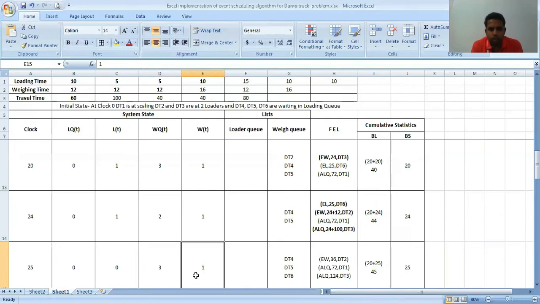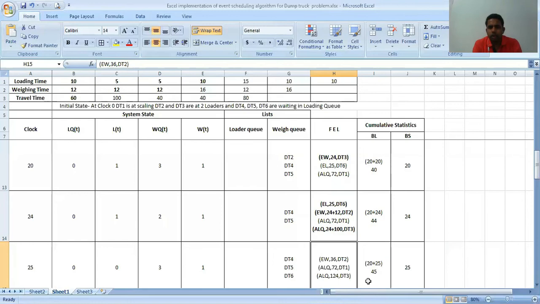The truck which has gone for weighing and is waiting in the queue is DT6. Therefore, you have updated the list as DT4, DT5, DT6. And no new thing has happened here. Therefore, EW, that is weighing, will end with respect to DT2 at 36. Dump truck DT1 will be arriving into the loading queue at the 72nd minute, and DT3 is going to be arriving into the loading queue at the 124th minute.